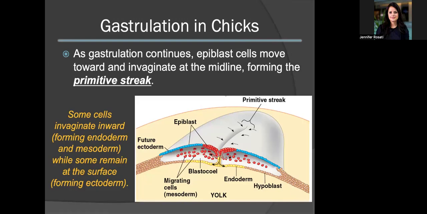As gastrulation continues, the epiblast cells will move toward and invaginate along the midline. This forms an important structure known as the primitive streak. Some cells will begin to invaginate inward at the streak. This will lead to the formation of endoderm as well as mesoderm. However, some of these cells will remain at the surface, which will eventually form the ectoderm. Note the presence of these embryonic germ layers in the diagram to the right.